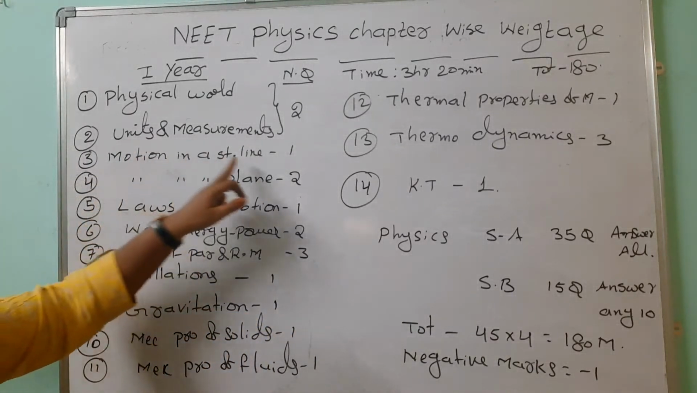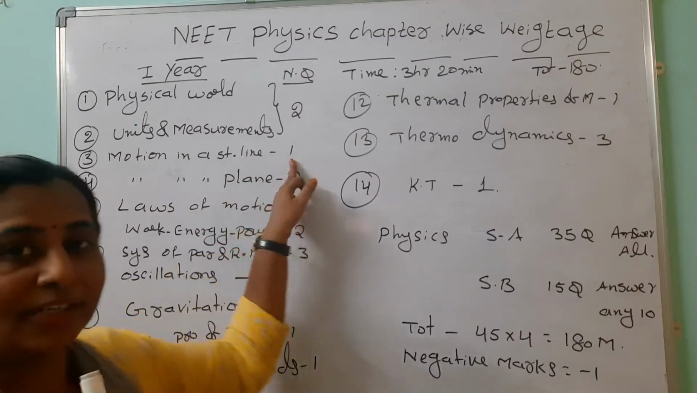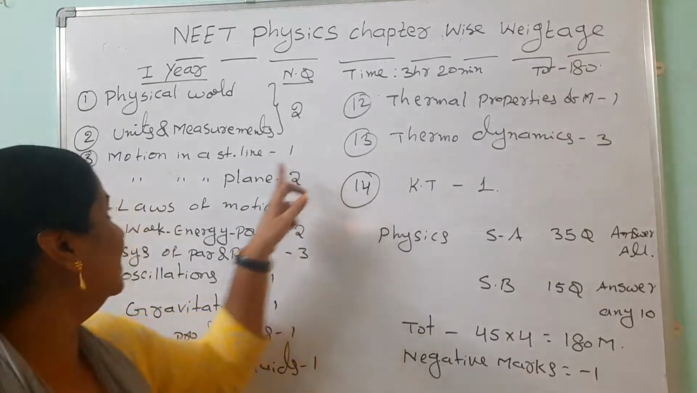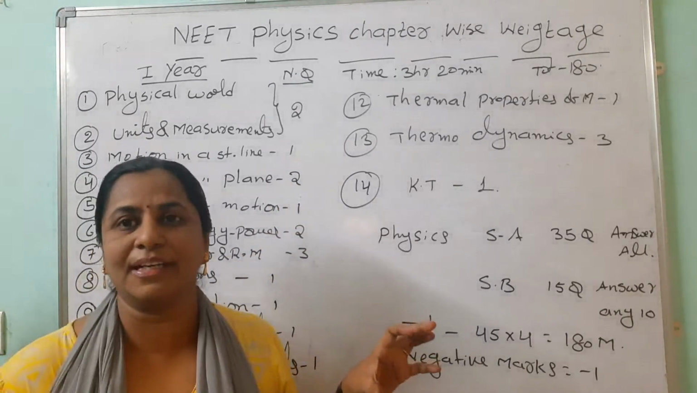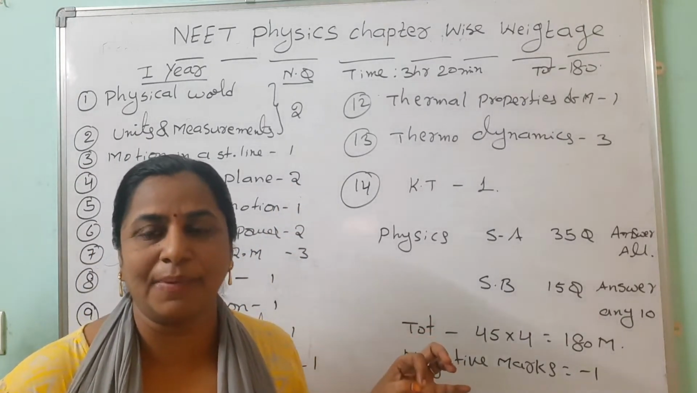Then for motion in a straight line we are expecting 1. Each one carries 4 marks, don't forget that. Then motion in a plane is a very important chapter. Compulsorily we are expecting 2 questions from the motion in a plane chapter.